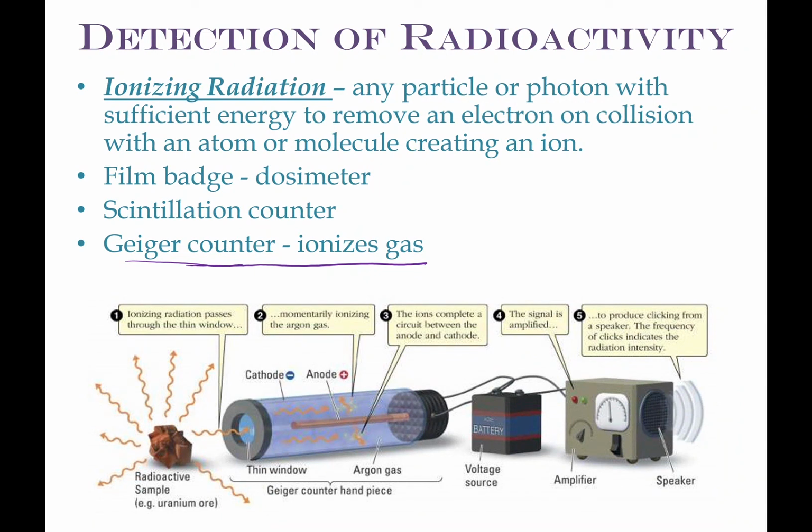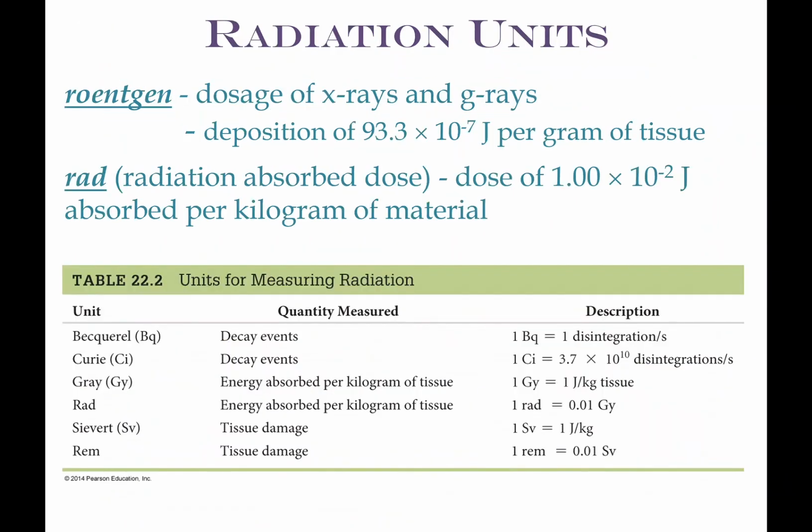But ionizing radiation is a particle or a photon that has enough energy to remove an electron when it collides with an atom or a molecule, creating an ion. So that's different. We have a couple different types of radiation, right? It depends if you're working in a medical field, where you know you're going to be exposed to radiation, or if you're going to be undergoing radiation therapy for medical purposes, that also happens. But we have ways of measuring this.